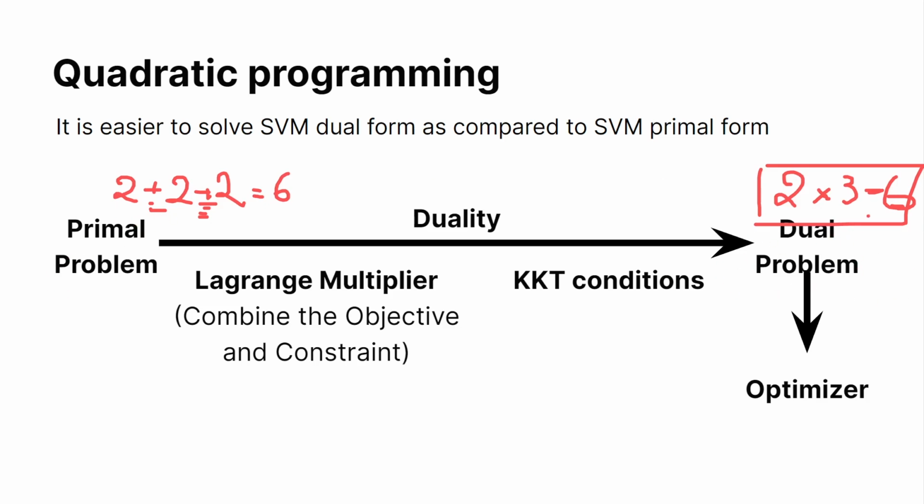When working with primal problems and constraint programming, there are a lot of techniques. One of the most particular methods is the Lagrange multiplier. It helps you combine the objective and constraint together into another function, and then we apply the KKT conditions, and after a few calculations we have another dual problem which is ready to be optimized.